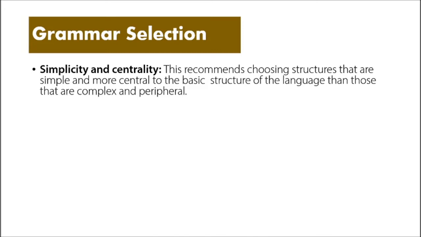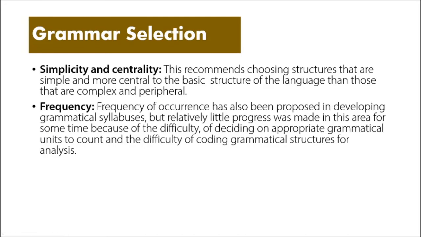For example, it could be just a basic arrangement in a sentence. What are the basic arrangements of the sentence? It could be the subject followed by a verb, or it could be a subject, verb, complement arrangement. Pick what is simple and relevant to learning the language. Next one is frequency. Frequency refers to the occurrence of this particular structure, how often it occurs in the target language.